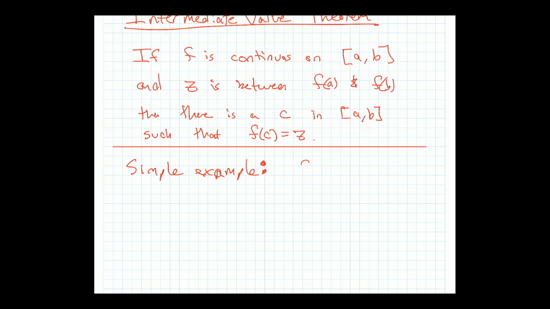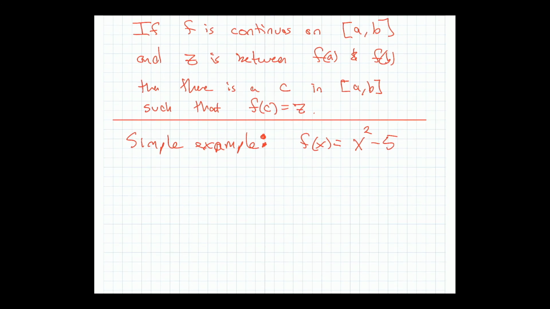Let's take a function. F of x equals x squared minus 5. Okay. Now, let's put a 0 in this function. F of 0 is what? Well, you put it in the function: 0 squared minus 5, which is minus 5.